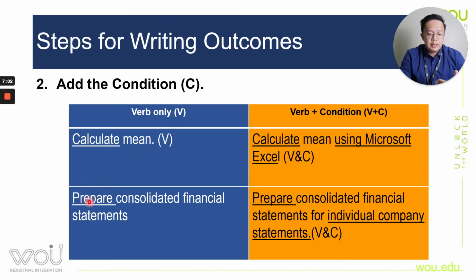Similarly, you may ask the students to prepare consolidated financial statements. It can be improved by adding, for example, prepare consolidated financial statement for individual company statement. This is a condition you give to the students. You want the students to perform this behavior, able to prepare consolidated financial statement. Under what condition? For individual company. You want the students to be able to calculate mean. Using what tool? Using Microsoft Excel. So these are the two things that you want to put in.